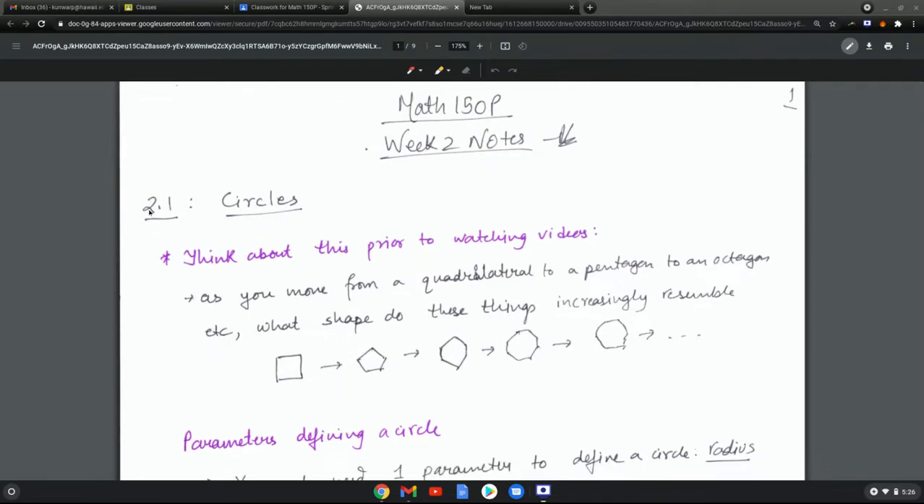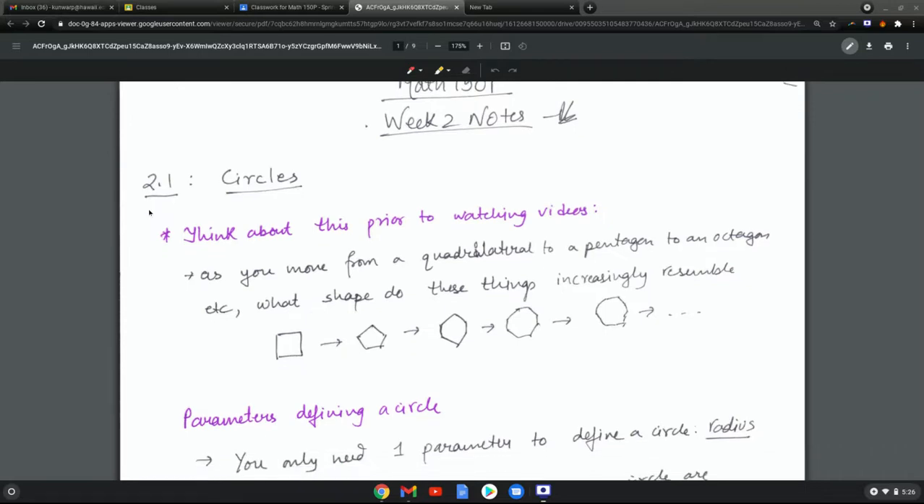The first topic that we are going to study is circles. Now, hopefully, you thought about this before watching the video. The last topic that we discussed were polygons. Right? Polygons were shapes with multiple sides. Like you have four sides here, five sides here, 6, 8, and so on.